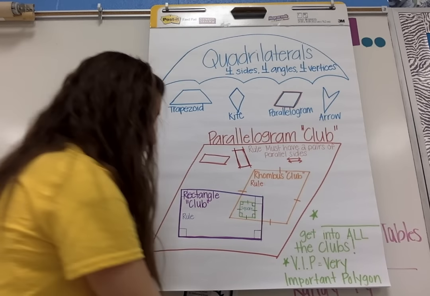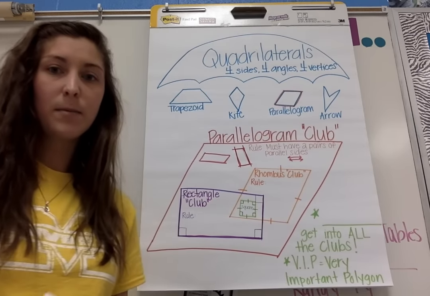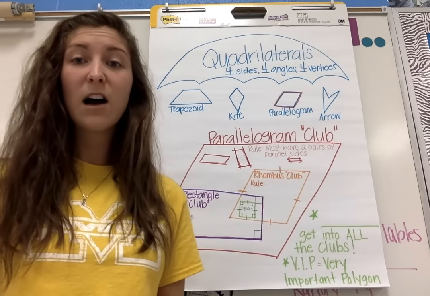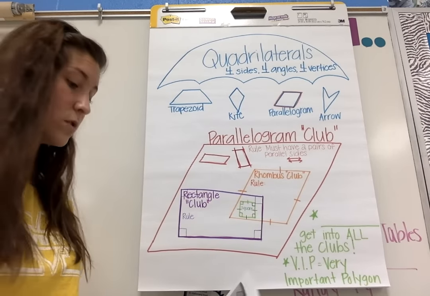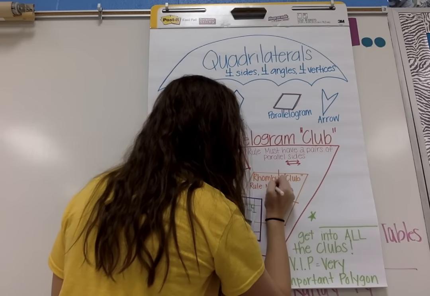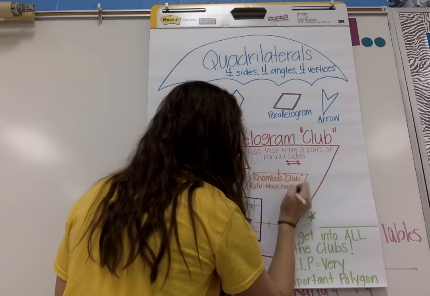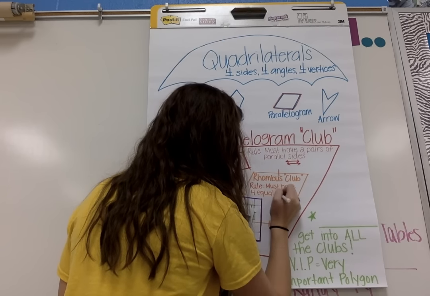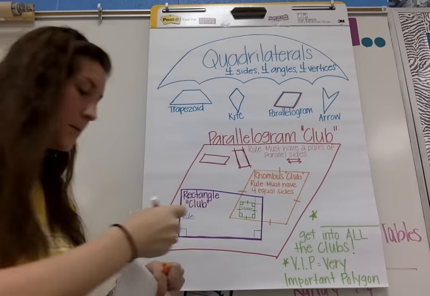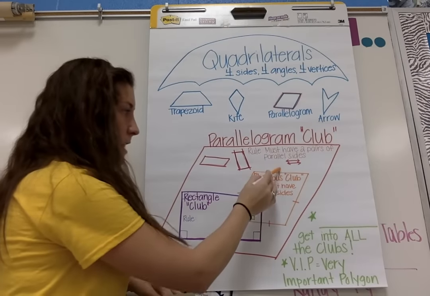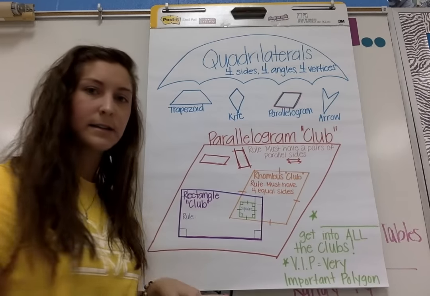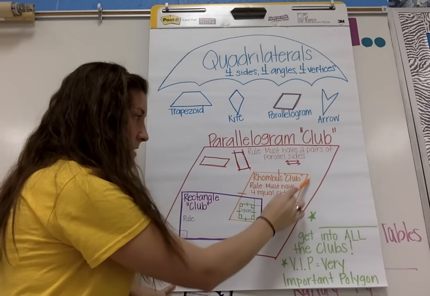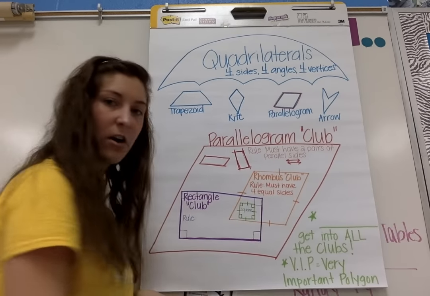Now, inside of our parallelogram club, we also have our rhombus club. The rule for the rhombus club is that they must have 4 equal sides. They cannot get into the rhombus club unless they have 4 equal sides. You can see on my rhombus right here, I have 1, 2, 3, 4 lines. Those lines indicate that opposite sides are equal. So this side and this side are equal, this side and this side are equal.